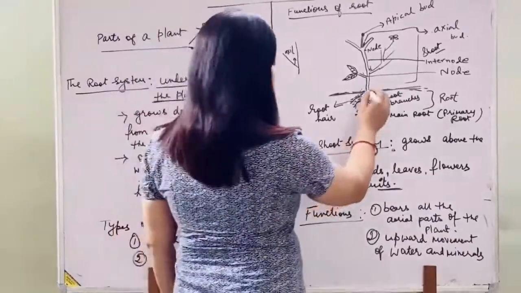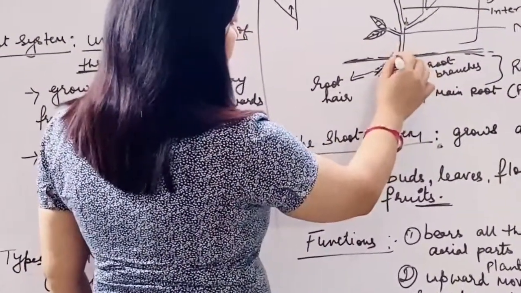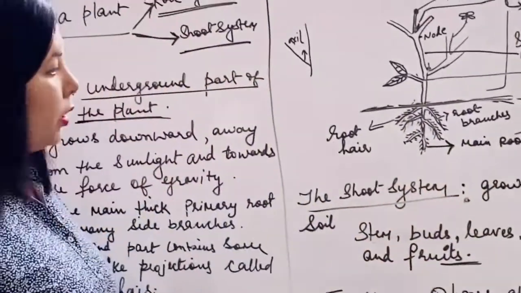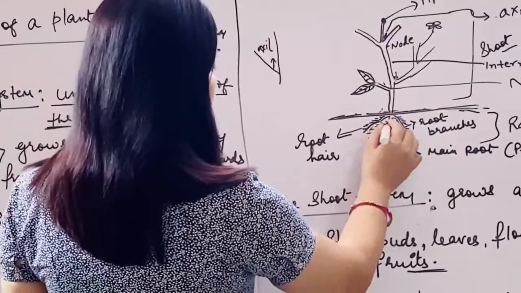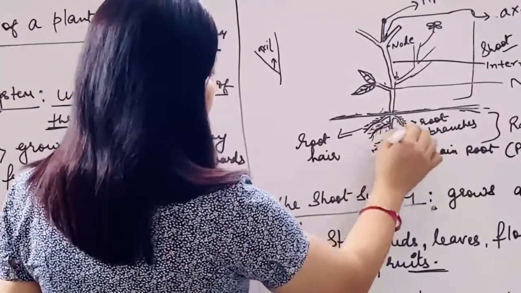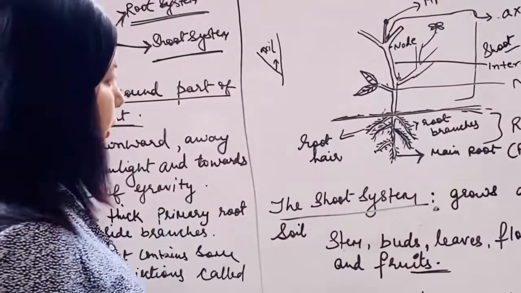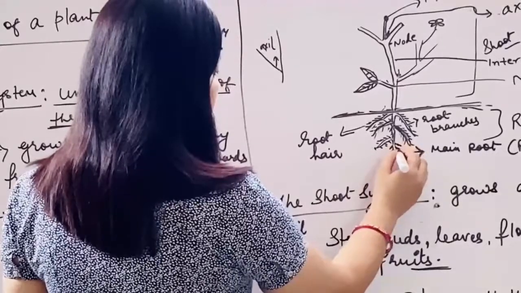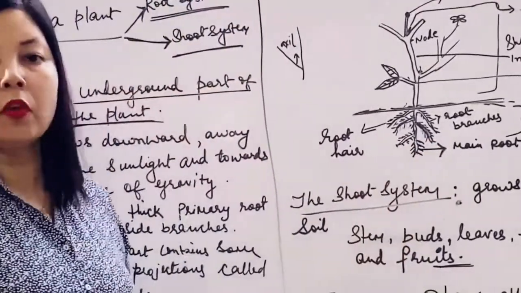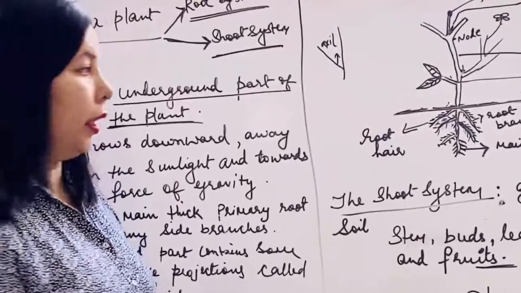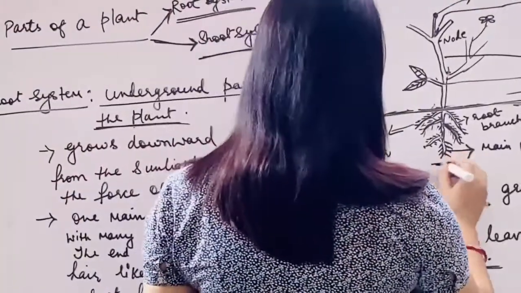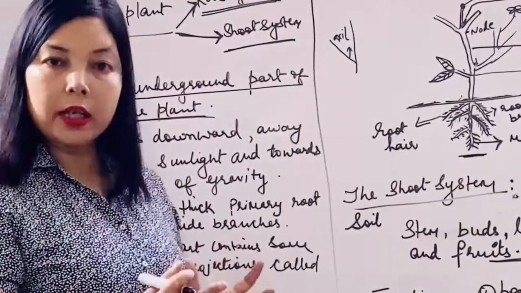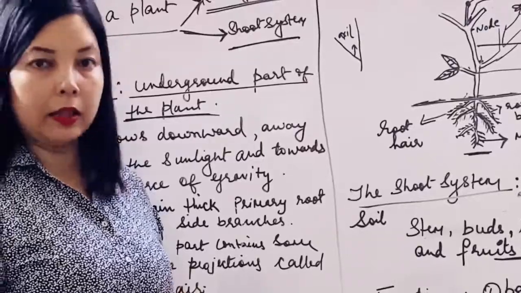Okay, so as you can see here in the diagram that I have drawn, there is a main root. This is known as main root or primary root, and there are side roots and they are known as secondary roots, or root branches, and there are hair-like projections outside these roots, and that helps in the absorption of water and mineral from the soil, and they are known as root hair. So together, primary root, side root and root hair, they constitute the root system of the plant.